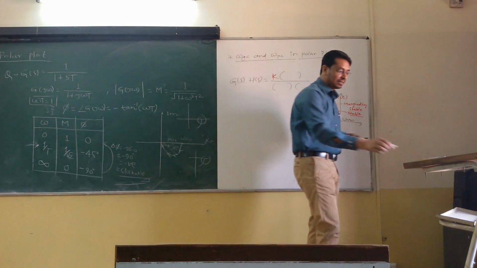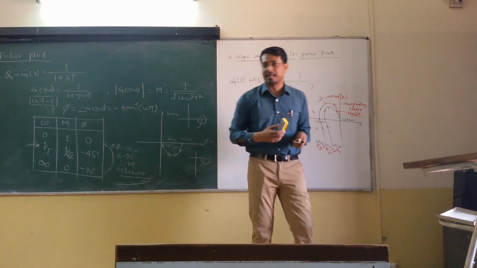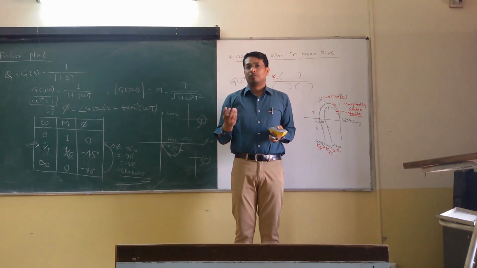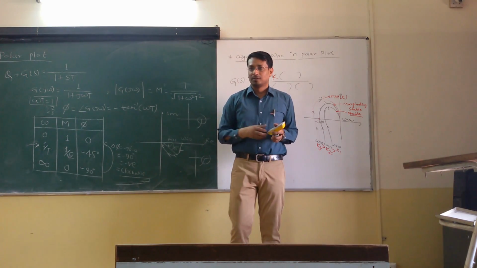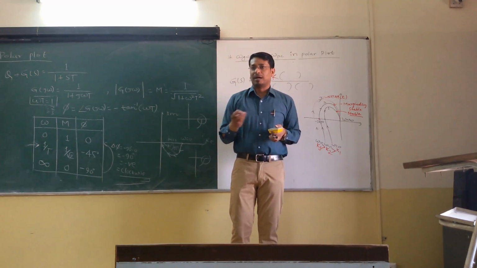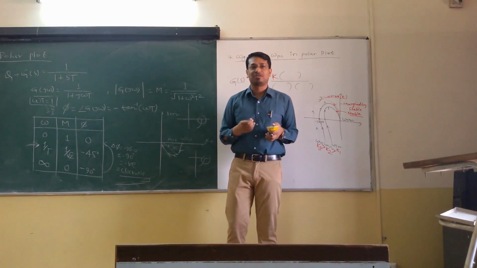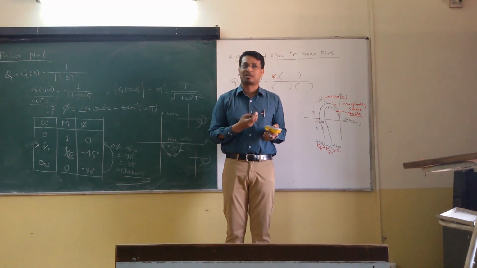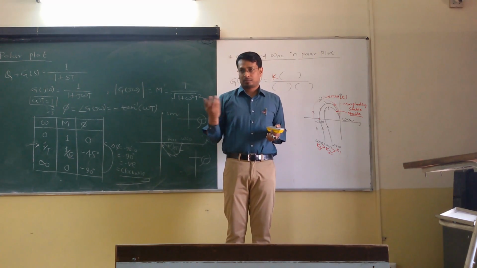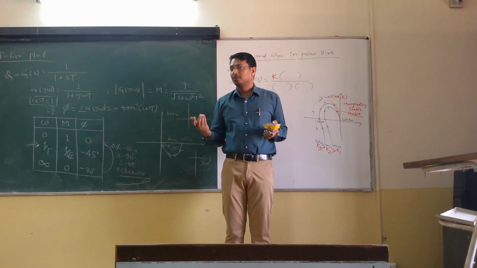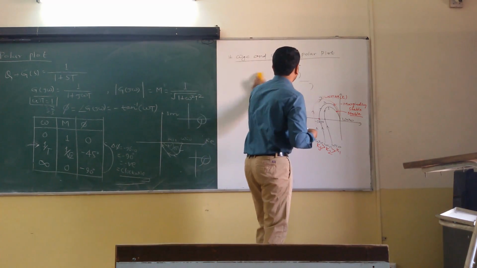Well, it seems that the polar plot is good enough for analysis purposes because we have no complexity of semi-log and all those things. Directly you have to plot the magnitude and phase, and you can just look at the -1 plus j0 point and define whether the system is stable or not. It seems to be easier than the Bode plot, but there is a catch. So what is the catch?